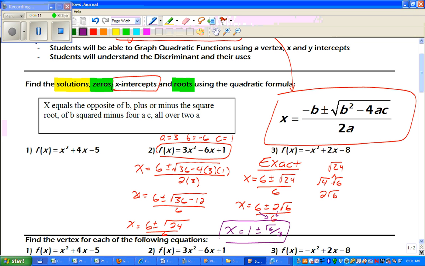The problem with this exact answer is you don't know where on the graph it fits. You don't know what number this is. So instead of an exact answer, I'm going to erase this, I could have you guys give me a decimal answer.